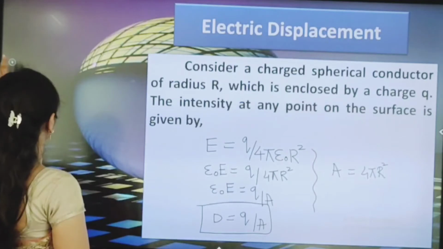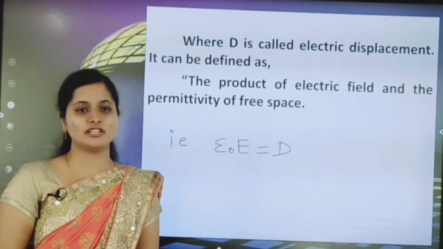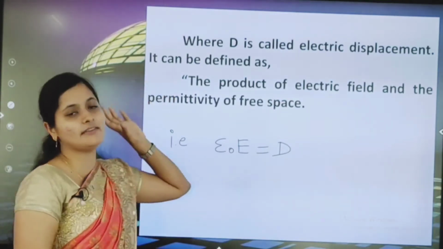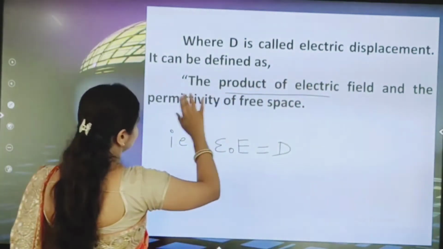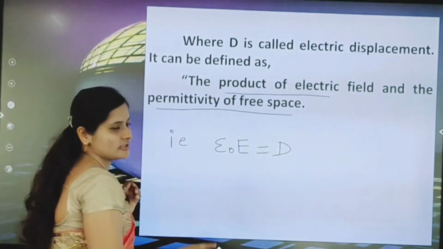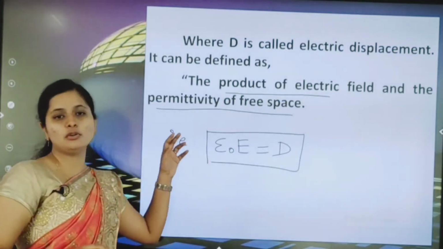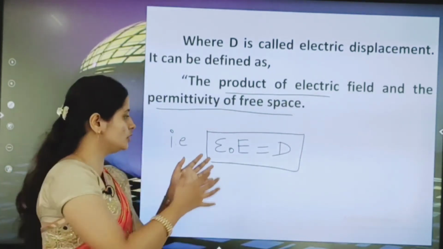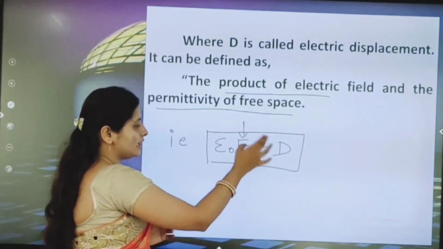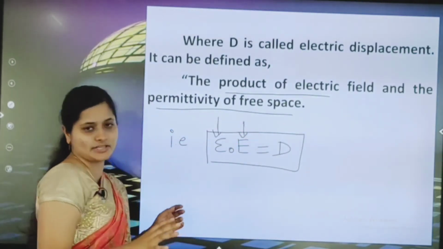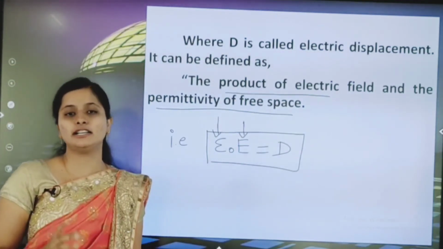We will see the definition. Here, D is called the electric displacement, and it can be defined as the product of electric field and the permittivity of free space. So we know the equation, D equal to epsilon naught into E. The electric displacement is nothing but the product of electric field and the permittivity of free space. This is the explanation of the electric displacement.